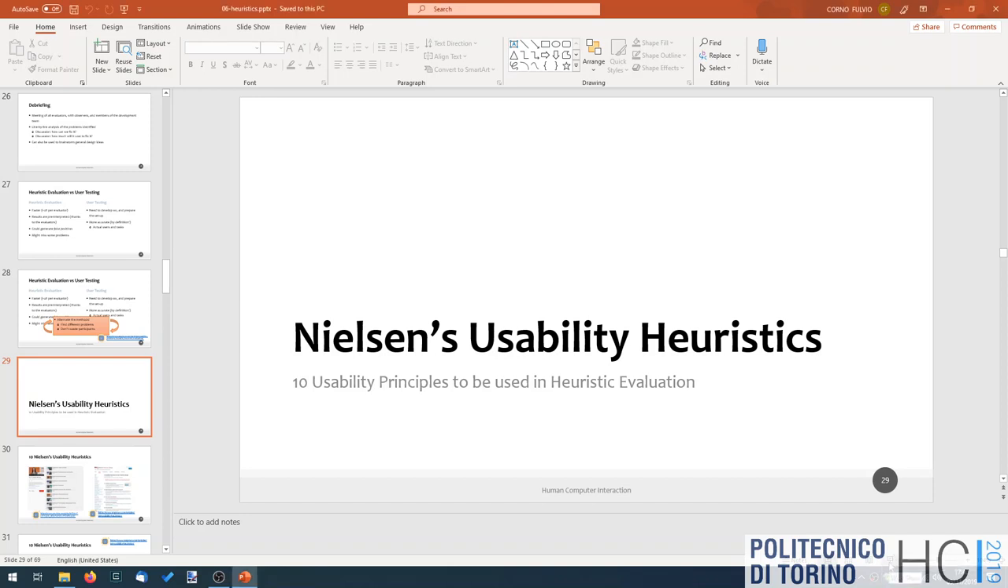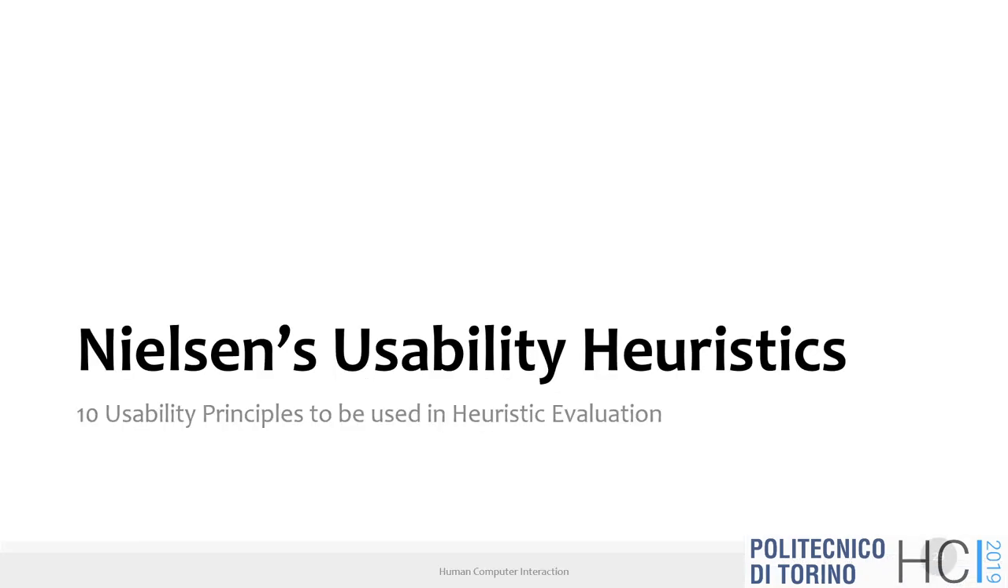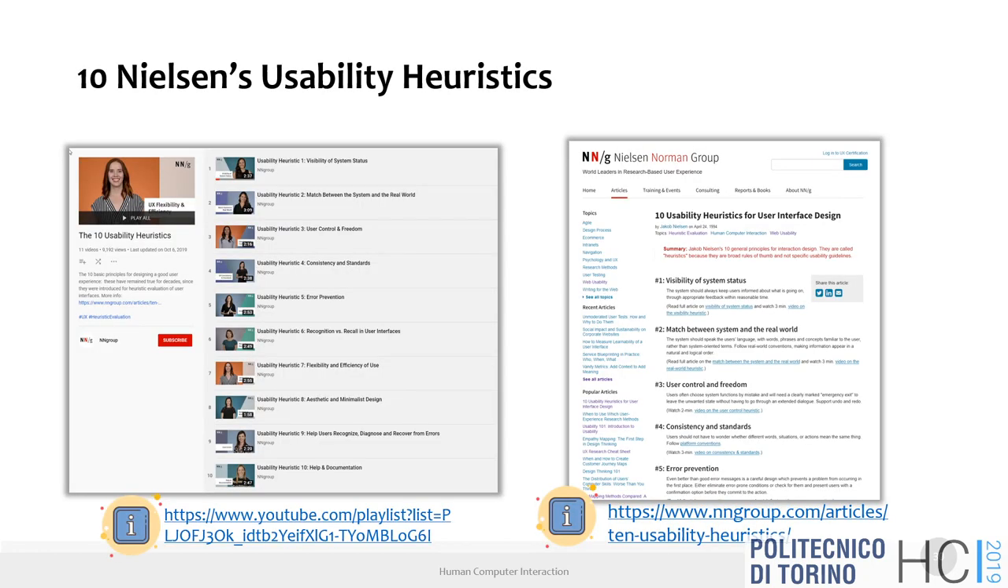And today we can continue talking about heuristics. Last week we had a look at the methodology for heuristic evaluation. And now we are going to have a look at some specific guidelines, which are the ones proposed by Nielsen several years ago.